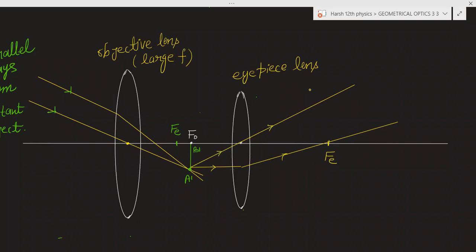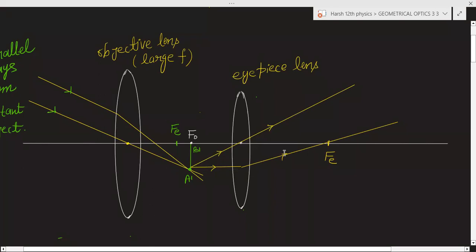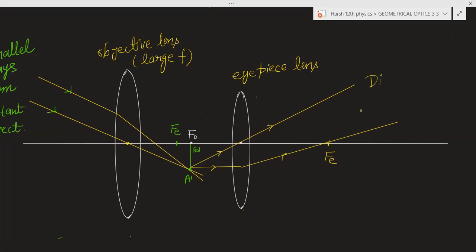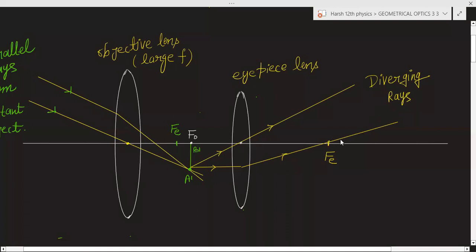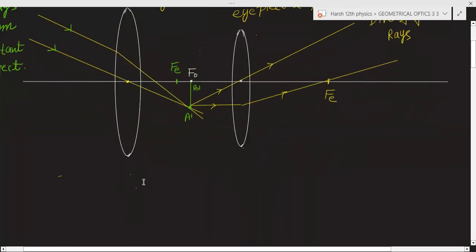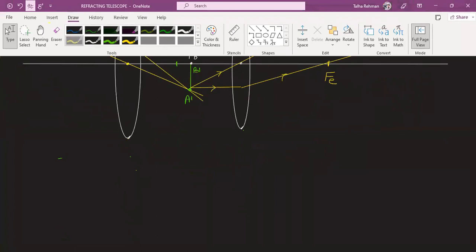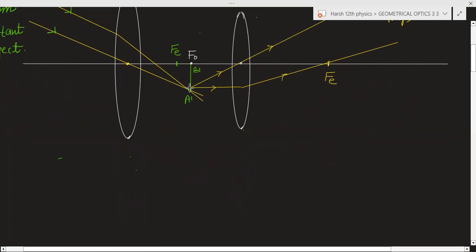Now, here you can see these rays are the diverging rays. Diverging rays will never meet in actual. So what we will do, we will produce these diverging rays in the backward direction to form the image. I'm producing these diverging rays in the backward direction.